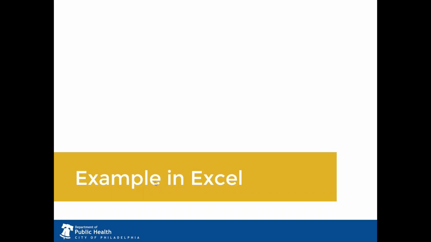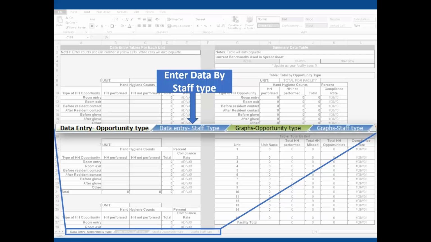And once again, if I go through anything too fast, please just let me know and I can slow down. But now we're also going to go through the second tab on this toolkit, which is entering data by staff type. So we put our heads together and decided that opportunity type may be something that your facility is really interested in, but they may also be interested in looking at staff type and seeing if there's certain staff that maybe could use another lesson in hand hygiene and proper hand hygiene techniques.